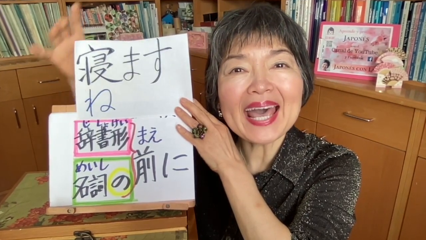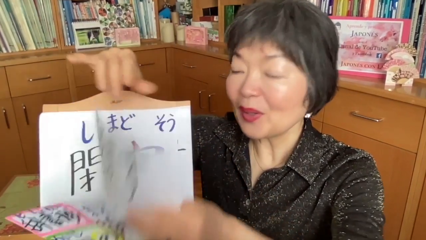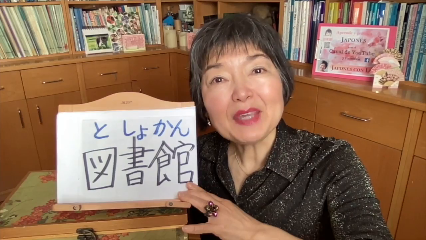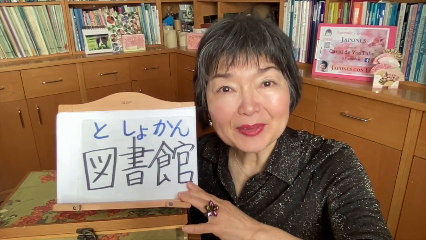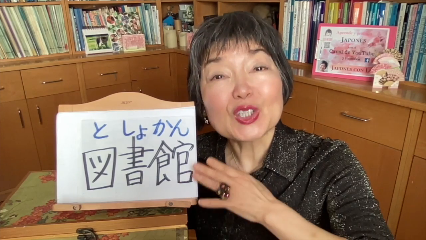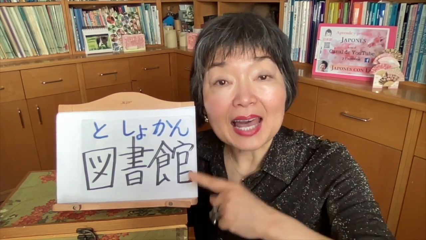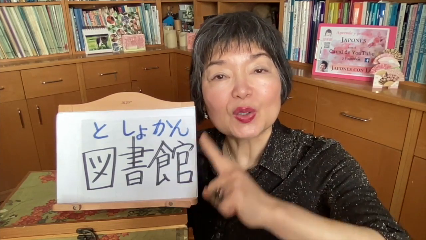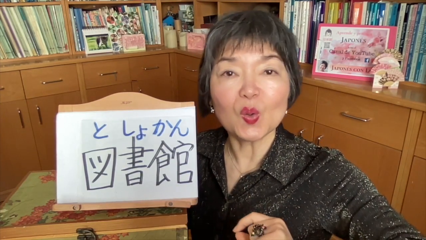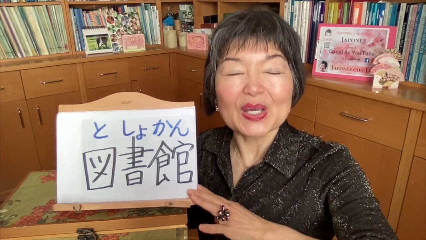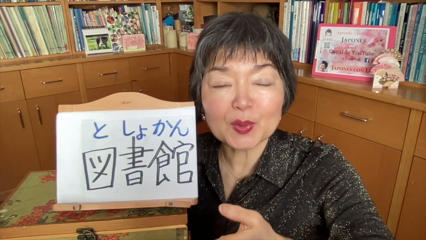寝る前に窓を閉めます. I borrowed a book in the library. Library, 図書館. And after this is a place. So, 図書館に or 図書館で. Which do you think is correct? Well, it depends on the verb that we're going to use.